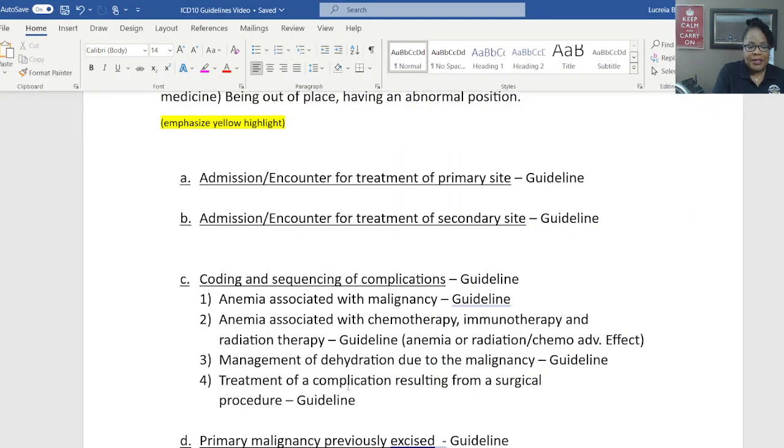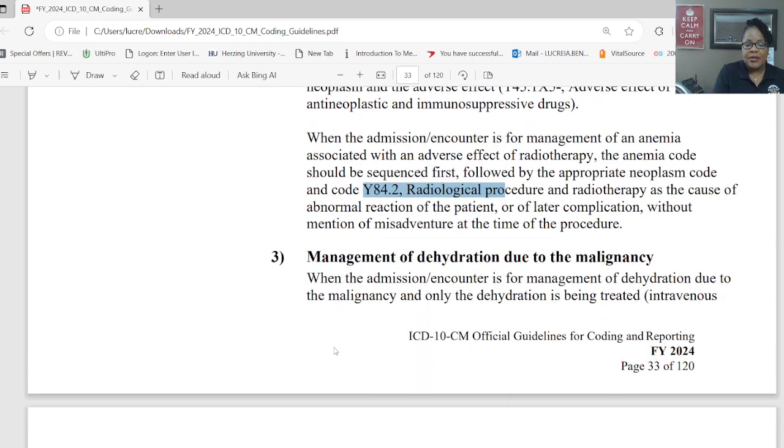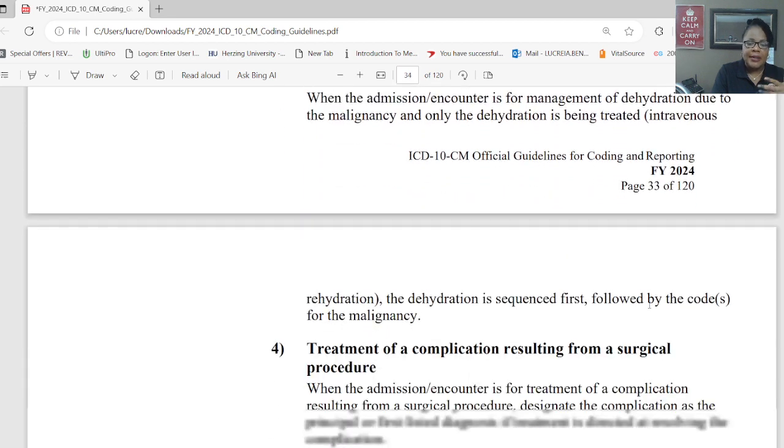All right, let's move on to number 3, management of dehydration due to malignancy. Dehydration, here it is. When the admission or encounter is for the management of dehydration due to the malignancy, and only the dehydration is being treated, it says here, usually intravenous rehydration.